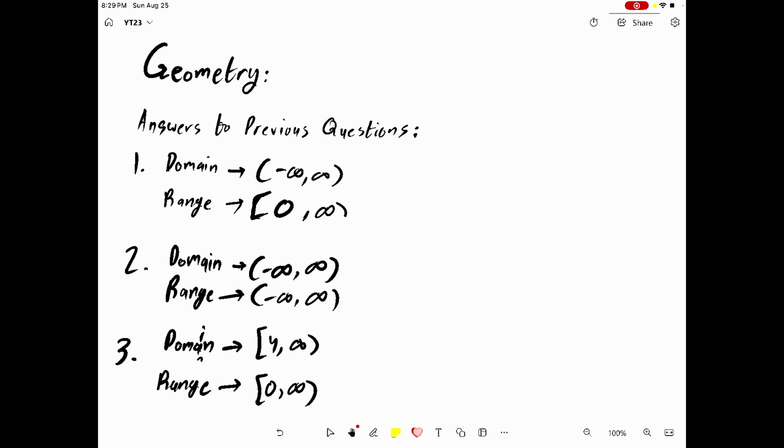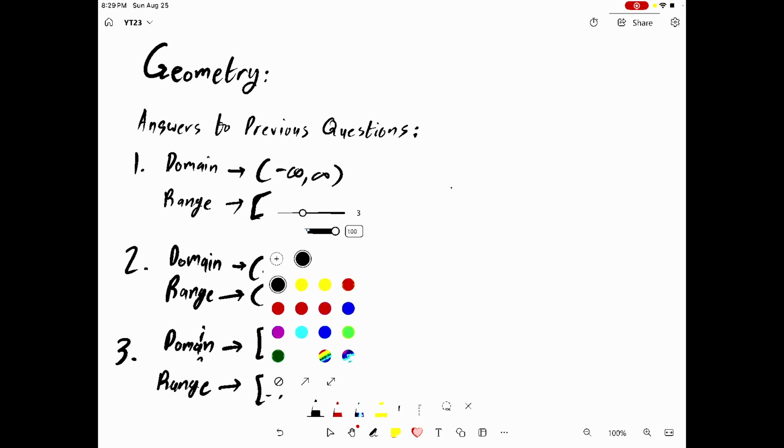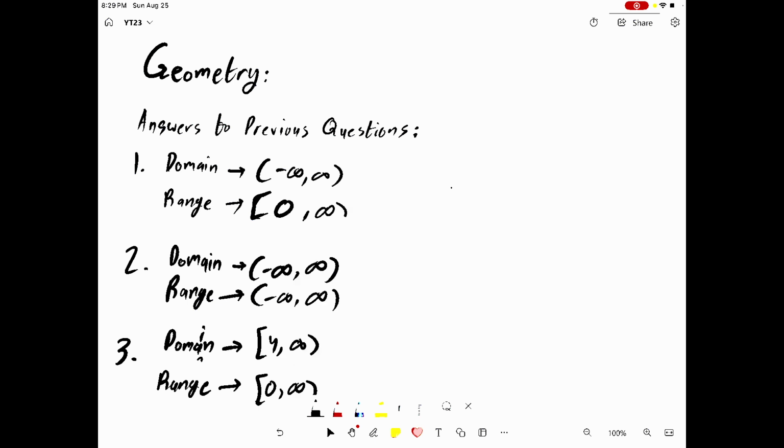For our first question, the domain is negative infinity to infinity, and the range is 0 to infinity, where for 0 you have a bracket instead of a parenthesis. A parenthesis instead of a bracket, especially for me. I like to say this is parentheses and this is bracket. A bracket means that it includes this value. So actually, we would have 0 to infinity including 0. For the second one, both the domain and range are negative infinity to infinity.